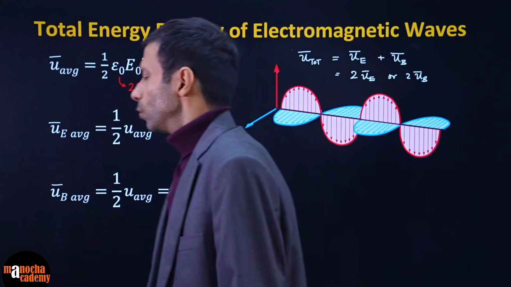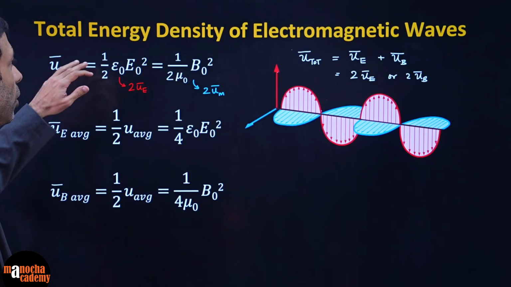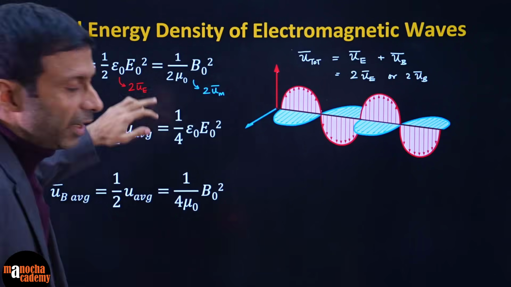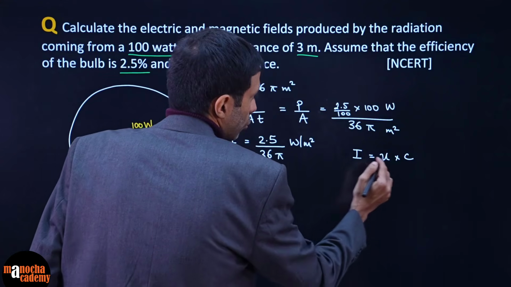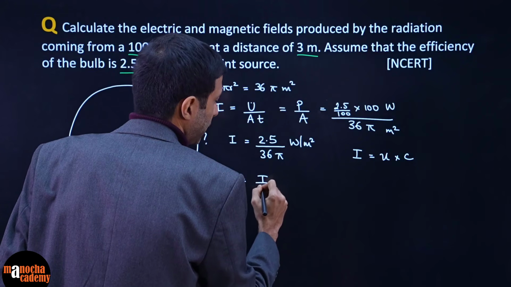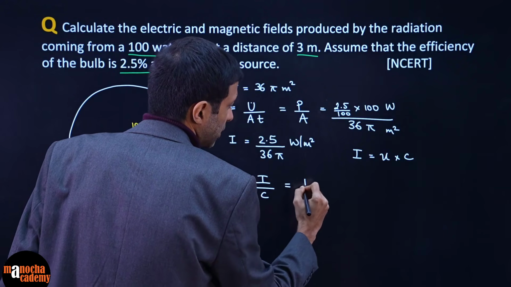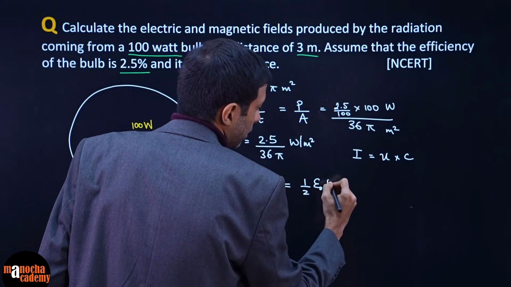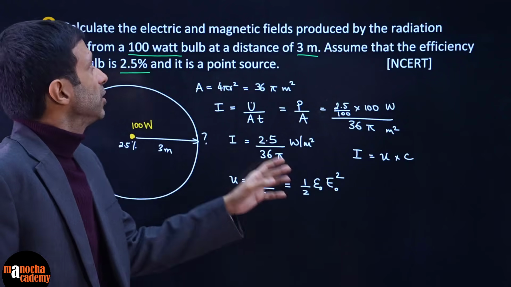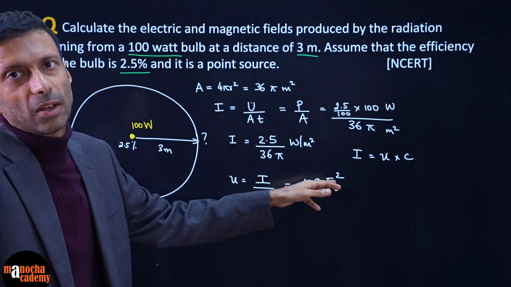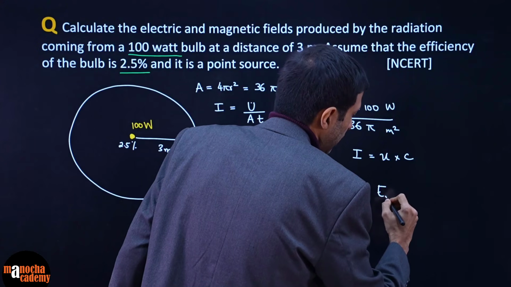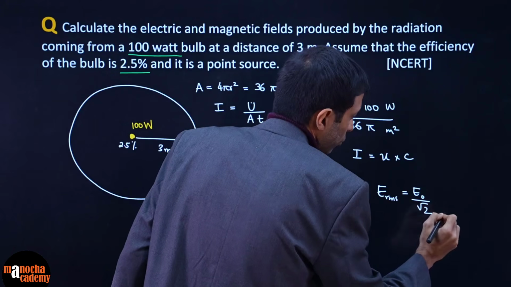So that's what you have to do: your intensity of the entire wave will be half epsilon naught E naught square, correct? So from here we can work out U. U will be I divided by C, which is half epsilon naught E naught square. So from here you can easily work out the maximum electric field, E naught, and from there you can get the RMS if you want, right? E RMS will be E naught by root 2.